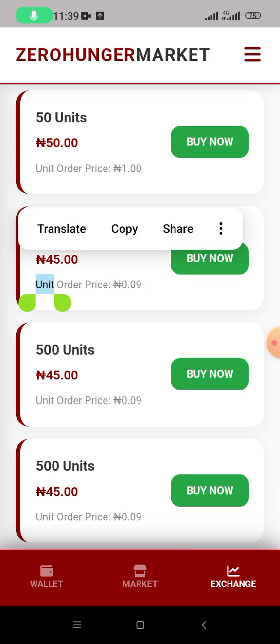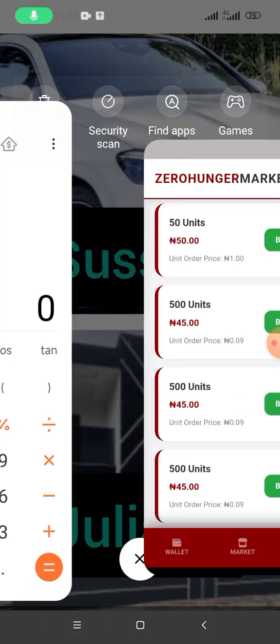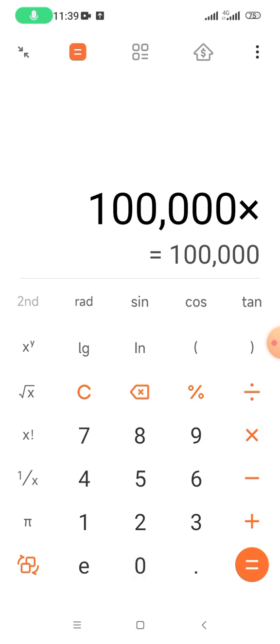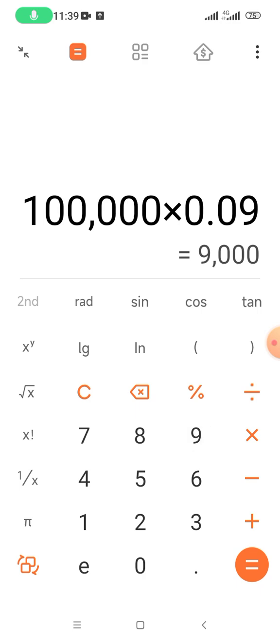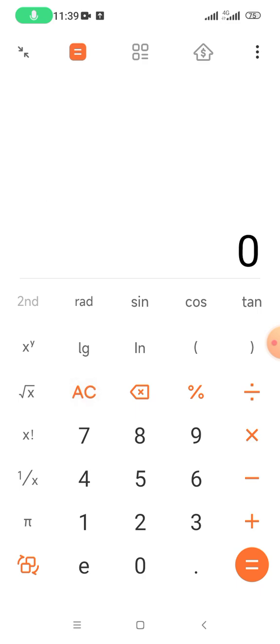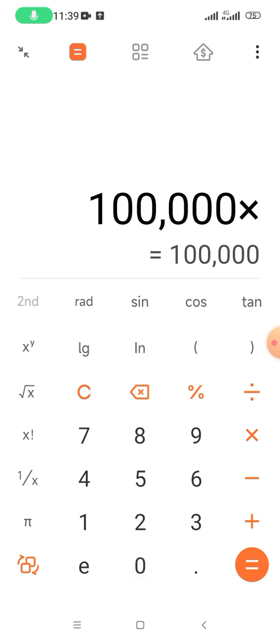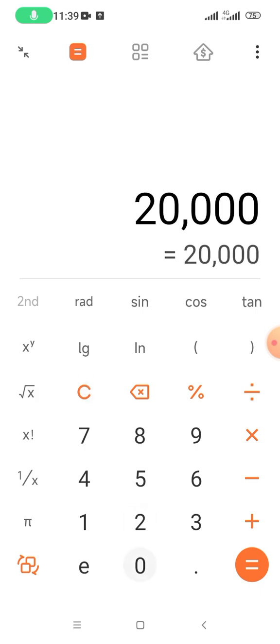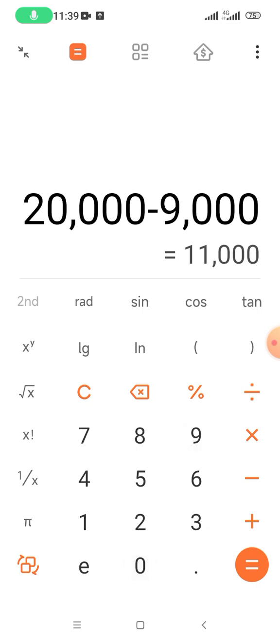Let's say, for instance, I want to show you a practical now. Let me use calculator. You want to buy 100,000 units and you are buying it at that unit order price. 100,000 multiplied by 0.09. It means you are going to spend 9,000 naira to buy 100,000 units. This is the mathematics behind it too. So if you are now selling 100,000 units at, let's say, 0.2, what are you getting? 20,000. 20,000 minus 9,000 is 11,000 naira profit that you're going to get. You see the practical now.